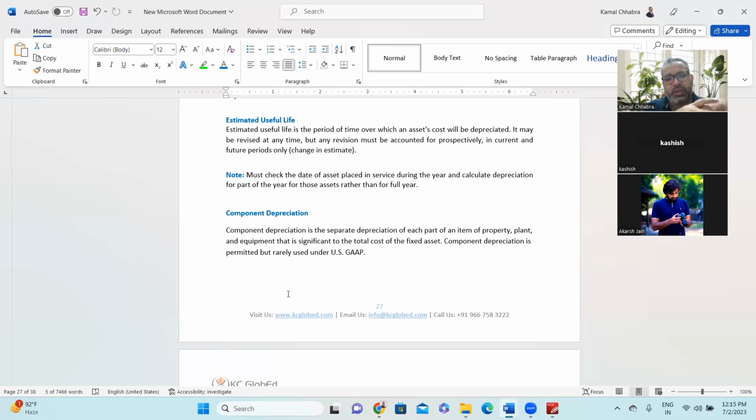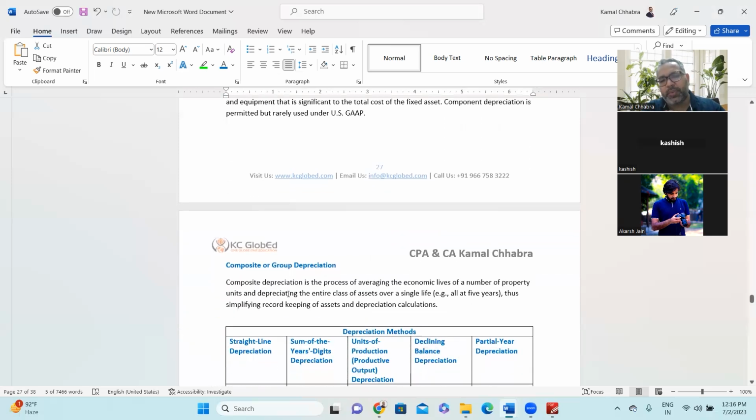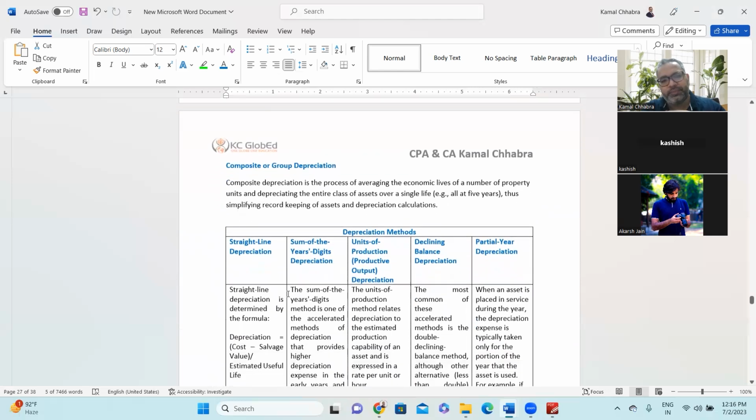Component depreciation is a separate depreciation of each part of the item in property, plant and equipment that is significant to the total cost of fixed assets, right? Component depreciation is permitted but rarely used in US GAAP, because it is a very new concept. People are still not used to it.